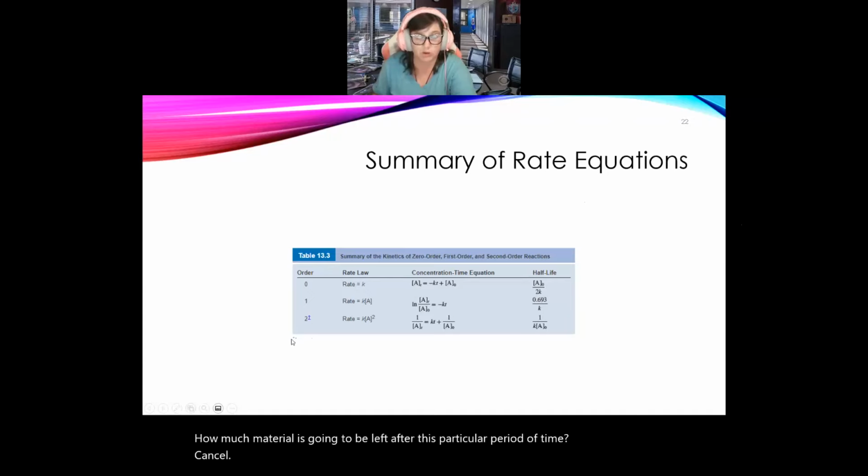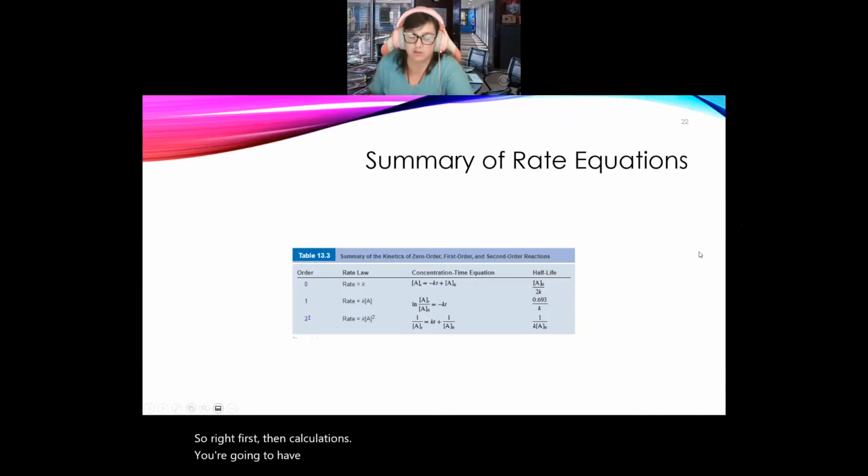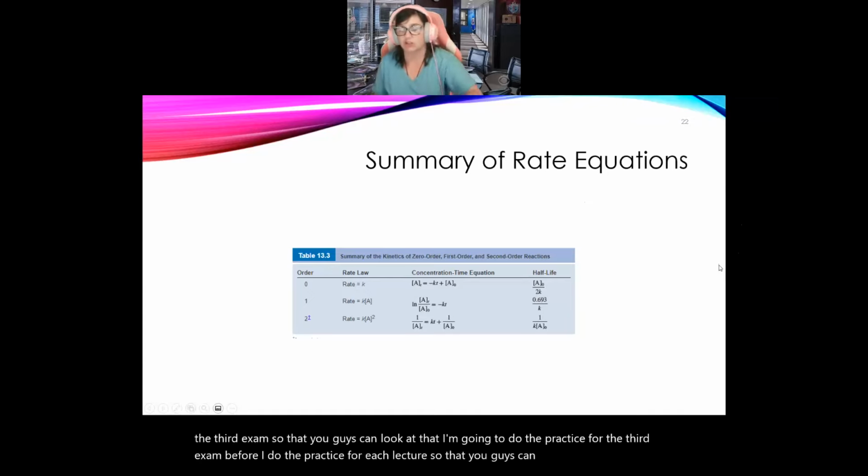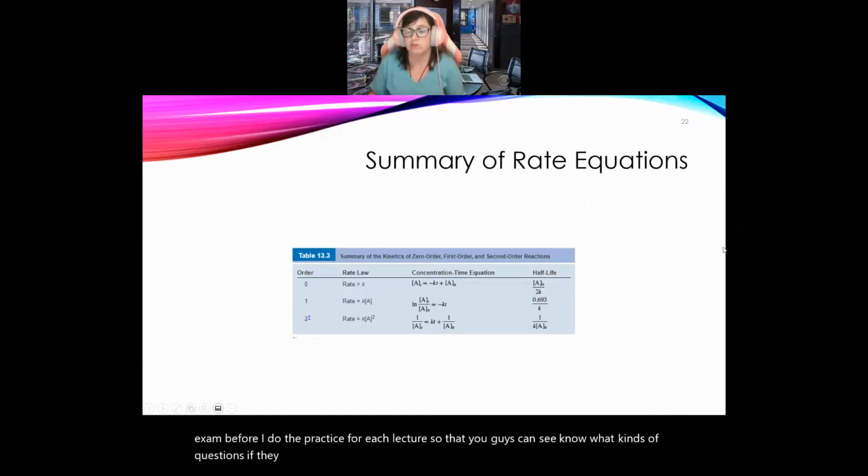But you have to determine what the rate is to be able to do that. Okay, so rate first, then calculations. We will have practice with this in a little bit. I'm going to put together a practice for the third exam so that you guys can look at that. I'm going to do the practice for the third exam before I do the practice for each lecture so that you guys can see what kinds of questions I'm thinking about for the exam, just to make sure. Okay, and then I will provide you with more questions if I can.